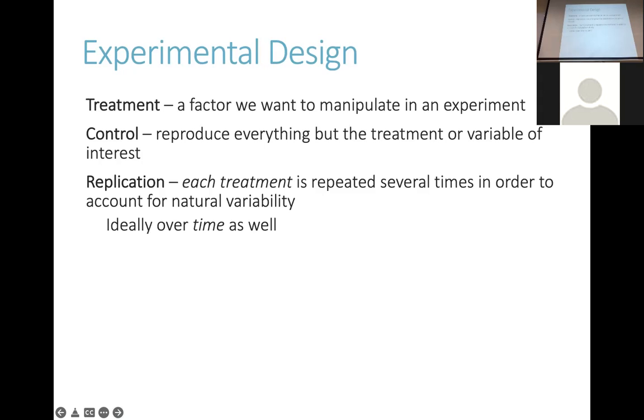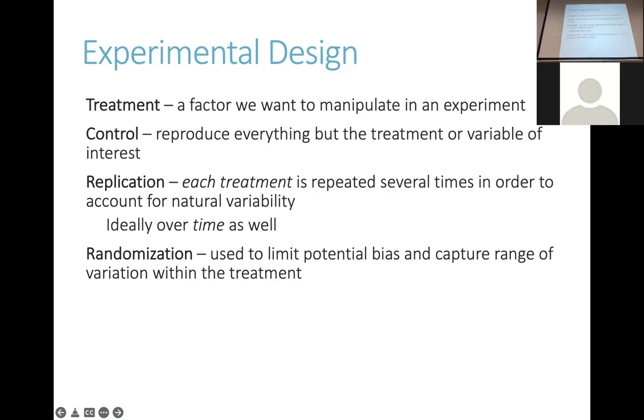Replication is critical. I think everyone understands that. If you've looked at anything statistically, you have to have multiple replicates of each treatment and the control. So you have to replicate the whole experiment multiple times. Ideally, you replicate over time as well. So you don't just do it one time, you repeat the whole experiment with all of your replicates a second time or a third time. That doesn't always happen, and it's not always possible depending on your study system. But you have to have replication in order to do any kind of statistical analysis.